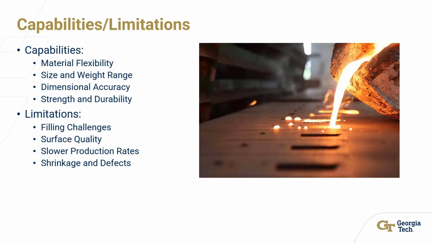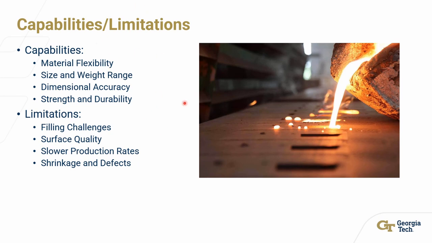However, as with all casting methods, there are some capabilities and limitations. Gravity casting excels at producing medium to large size components with consistent quality while permanent molds are used. It's an excellent choice for applications requiring strength, durability, and precision.